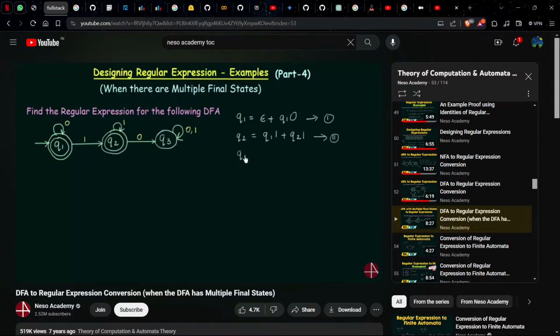That is for q2. Now let's do the same thing for q3. For q3 we see that there are incoming transitions from q2 as well as from q3. From q2 it is coming with input 0, so q2 0, plus from q3 it is coming with inputs both 0 and 1, so q3 0 plus q3 1. That's all for q3, and this is equation number 3.